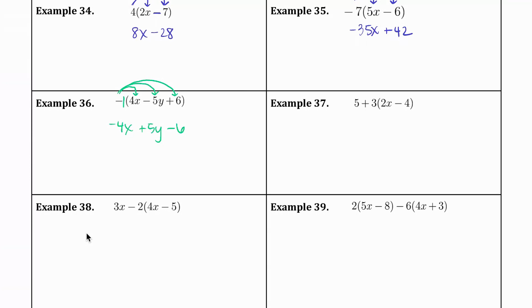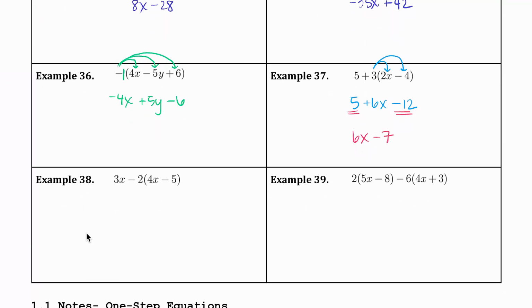We've got an x, a y, and just a number, just a constant. Okay, looking at 37, let's look at what we're distributing here. We are not distributing that 5. We're just going to bring that 5 down. We're going to distribute this 3 to everything inside parentheses. 3 times 2x, 6x. 3 times negative 4, negative 12. Okay, in this case, we are not finished. Notice here we do have some like terms we can combine. So I'm going to put this 6x out front. 5 minus 12 gives me negative 7. So my simplified answer is 6x minus 7. So after you distribute, check and see if there are any like terms.